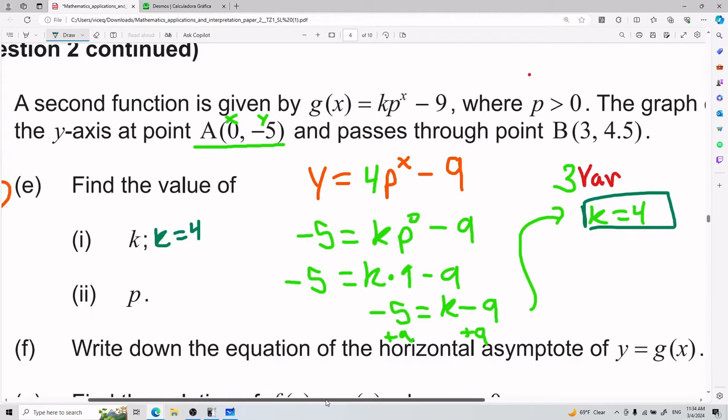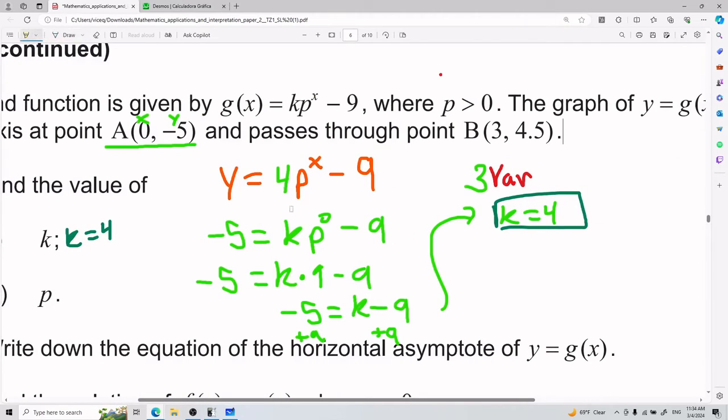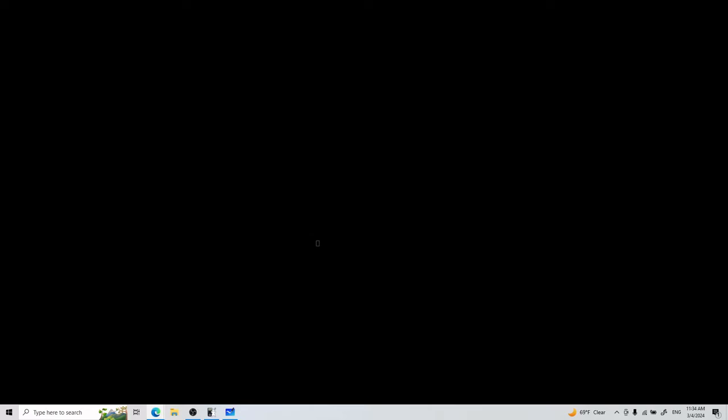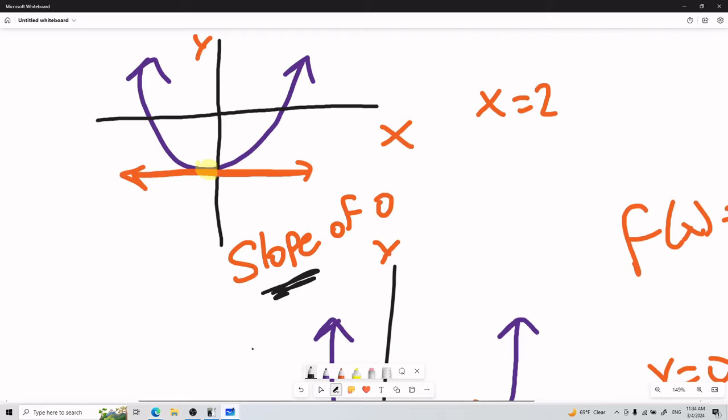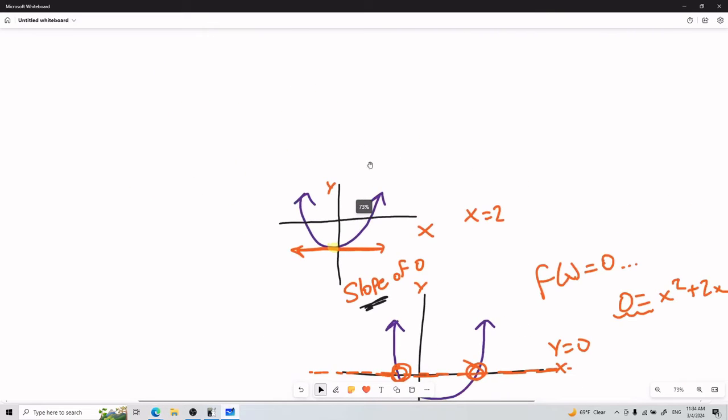I know some of you are probably still thinking or a little stuck on why something to the power of 0 is equal to 1. So just a quick demonstration. The study of math is often considered the study of patterns. It's filled with patterns all over the place.